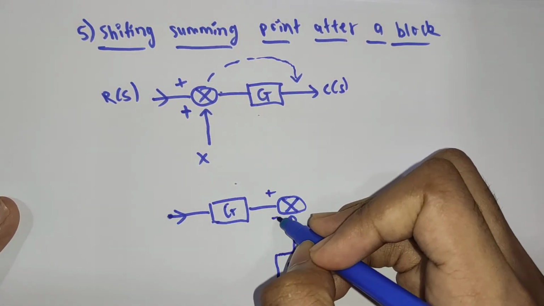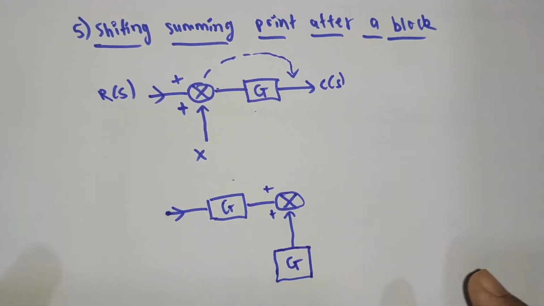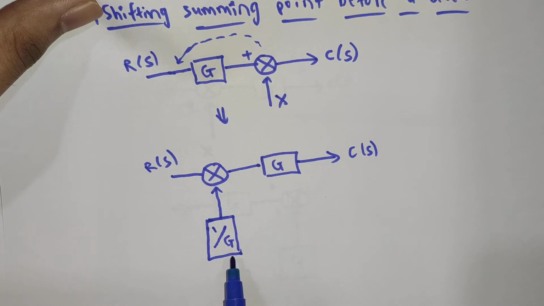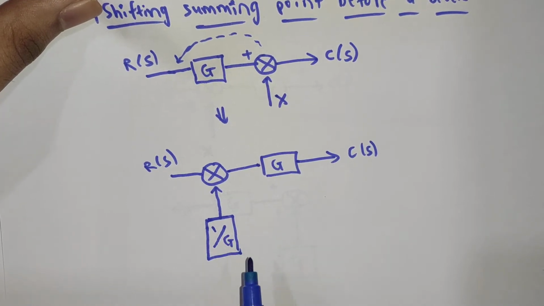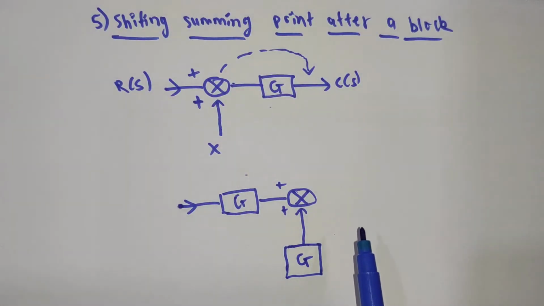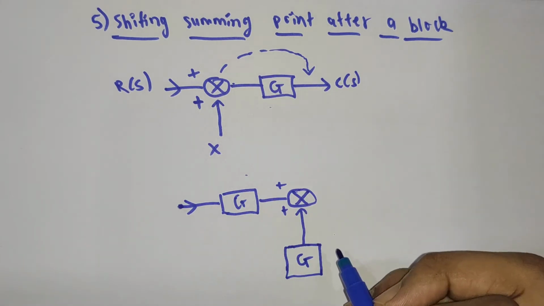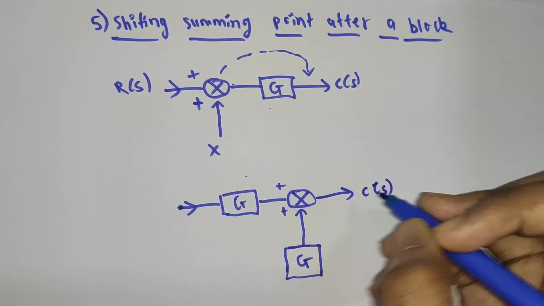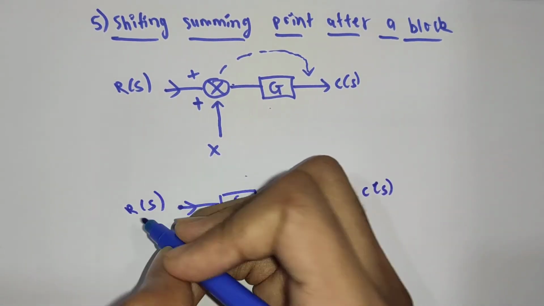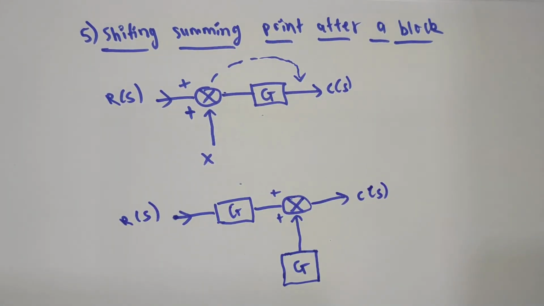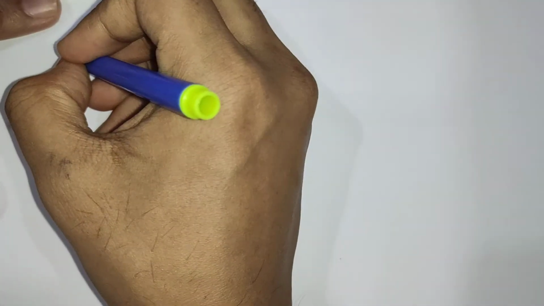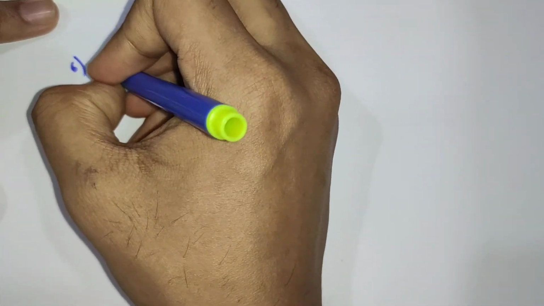This is an important point. In the previous one we shifted it and made it 1 by G. We multiplied the feedback loop by 1 by G, and now when you are shifting it after a block you have to multiply it by G. Keep this in mind. This is important and many a time students do get confused. Now the sixth rule.